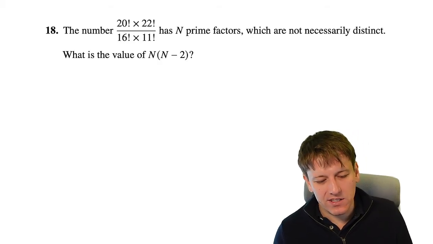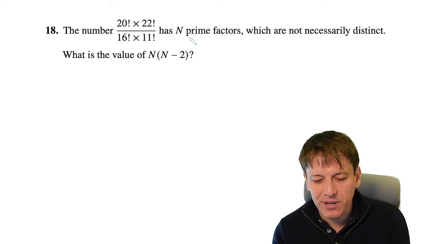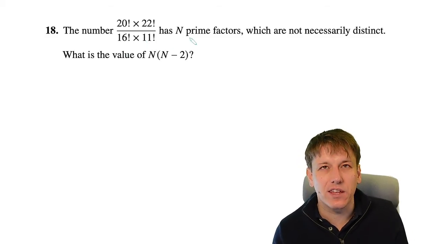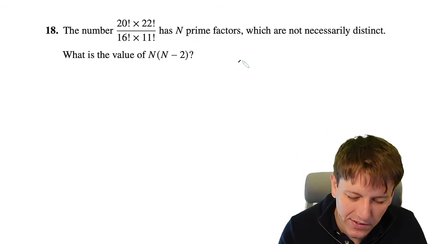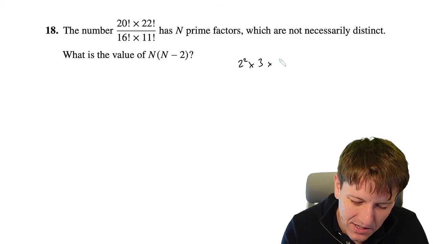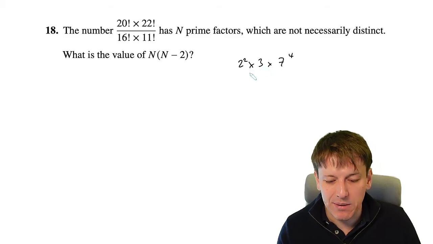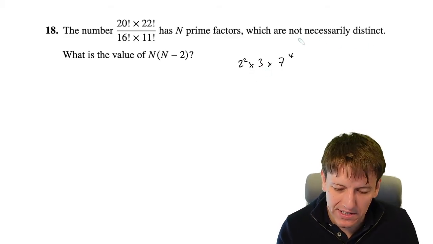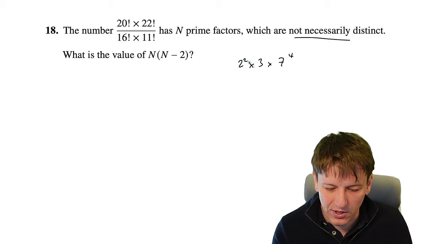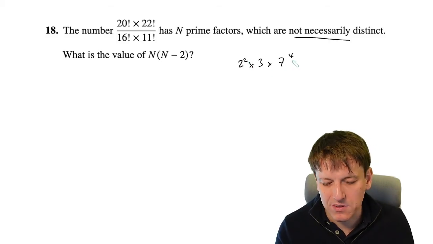We do have a bit of a challenge to start, I suppose. I've got this number, and it's got n prime factors, not necessarily distinct. So you might just have to think through, what does that mean, right? So actually, if I've got a number like 2 squared times 3 times 7 to the 4, this is going to count as having 7 prime factors. So it's not necessarily distinct, wouldn't be written otherwise. So it's 2 times 2 times 3 times 7 times 7 times 7 times 7.